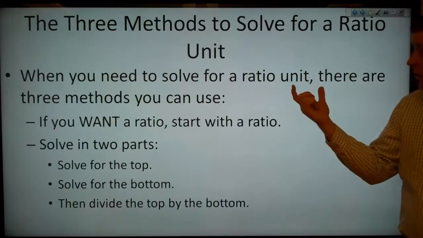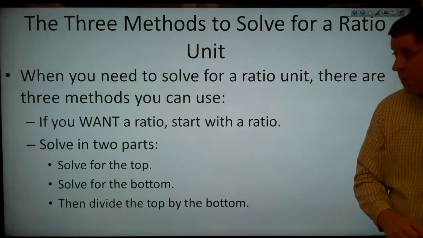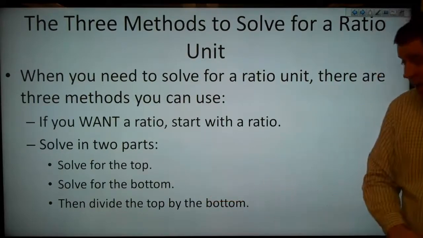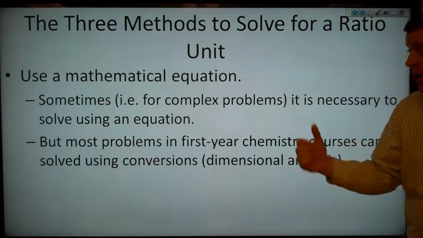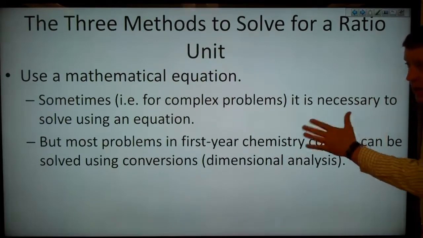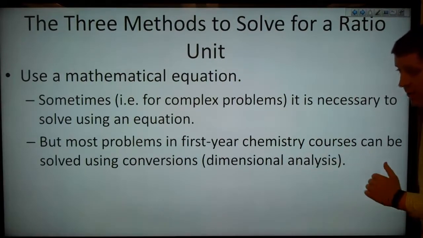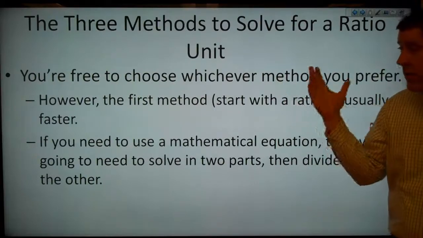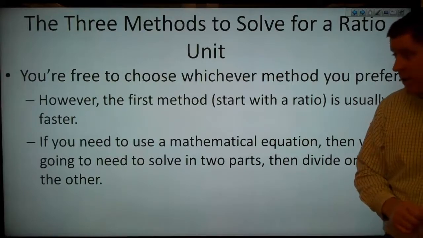When you need to solve for a ratio unit, there are 3 methods you can use. If you want a ratio, start with the ratio. The second method is solve in 2 parts. So solve for the top, solve for the bottom, and then divide the top by the bottom. The third method is to use a mathematical equation. So sometimes, in other words, for complex problems, it is necessary to solve using an equation. We can't do it simply with conversions alone. But most problems in first-year chemistry courses can be solved using the conversions, the dimensional analysis that we've been using up until this point. So you're free to use whichever method you prefer, but that first method, starting with a ratio, is usually going to be fastest.